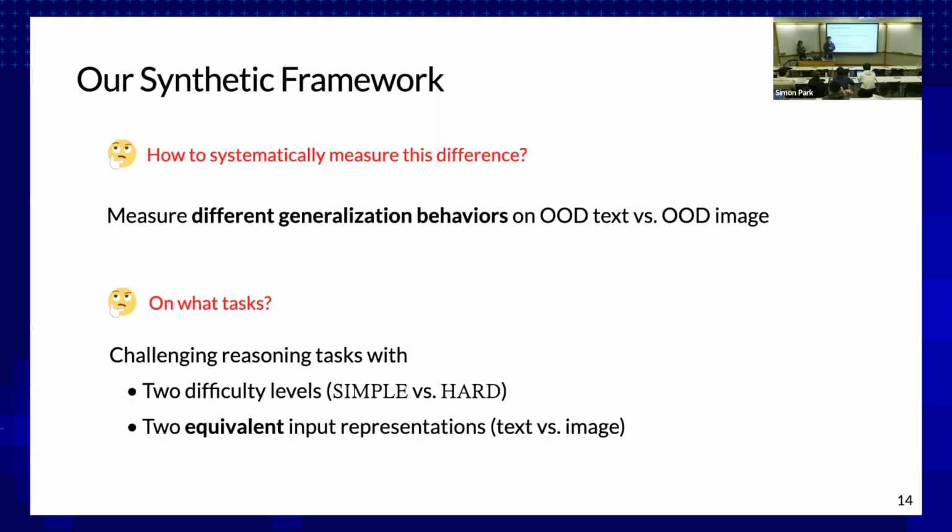The tasks that we choose for this project are very challenging reasoning tasks that require the model to look at multiple parts of the image sequentially and go back and forth between the reasoning step and the image input. All of these tasks have two difficulty levels, something that we named very conveniently simple and hard. And all of these tasks could be given either in text format or image format.